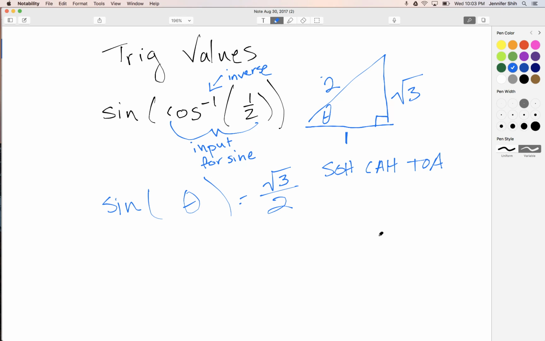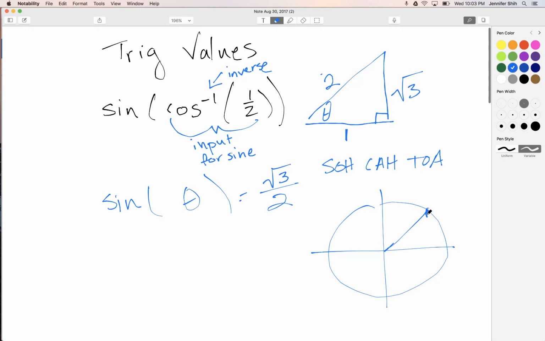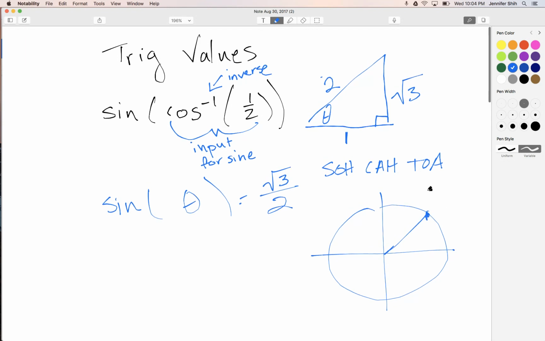The other option was to do it on the unit circle. Just very briefly, since I know cosine is the x values on the unit circle, I would scan where it says 1/2, and then I would read the sine value next to it. And this only works for sine and cosine unless you know what you're looking for. So I actually always recommend this triangle.